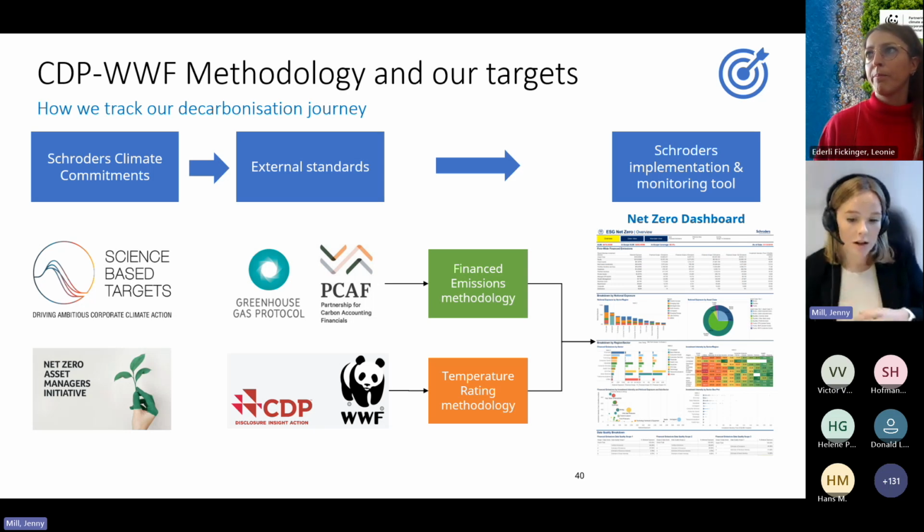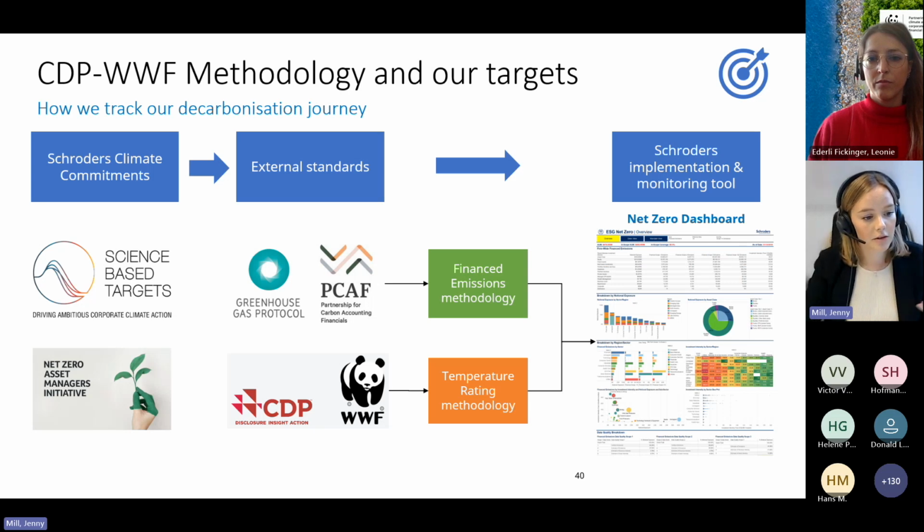I'll come back to this point in a little bit, but the methodology also allows us to combine our PCAF financed emissions calculations, which is the standard for our scope 3 financed emissions calculations, into the methodology. So we'll be able to basically combine financed emissions and temperature rating. And I'll come on to why that's important in a second.